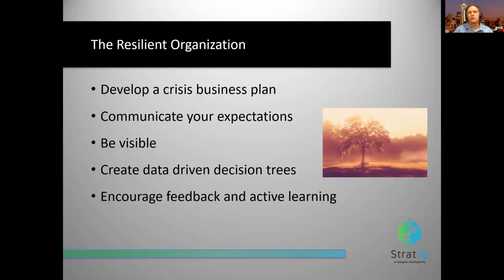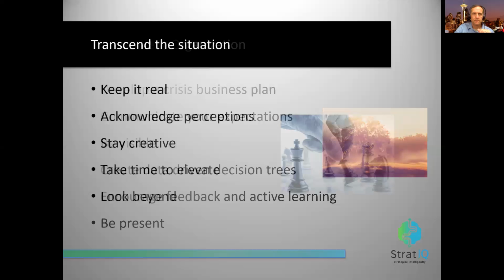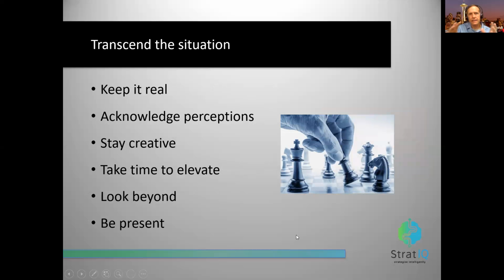Lastly, we want to encourage feedback and active learning. This entire process is based on a methodology where we keep going back and looking at the planning process, taking data in, looking at the experience that we have, and constantly going back and applying our lessons learned in our organizations. And lastly, sometimes we have to transcend the situation.